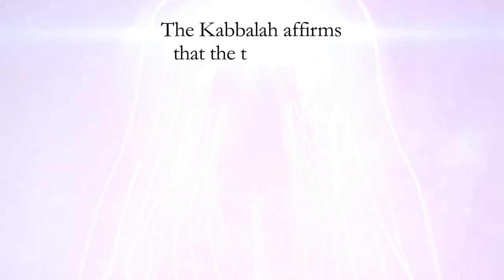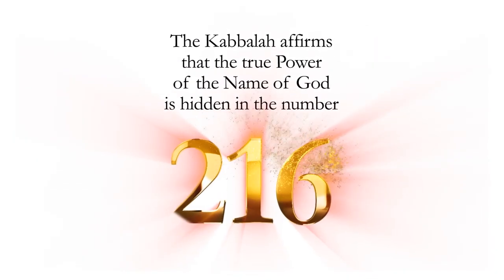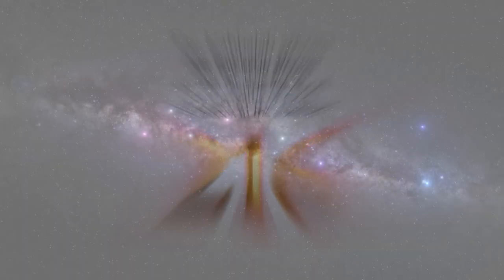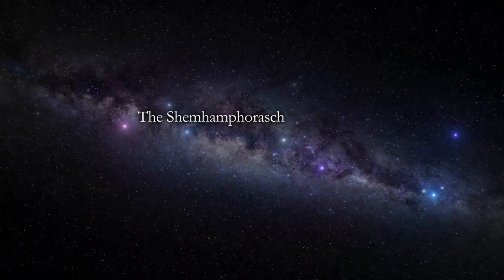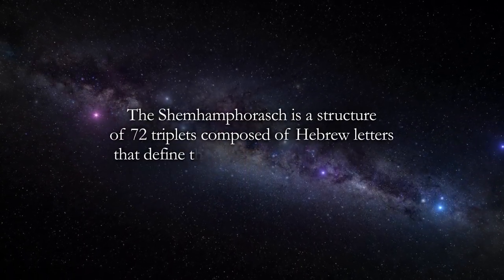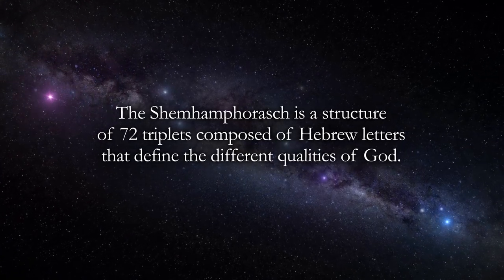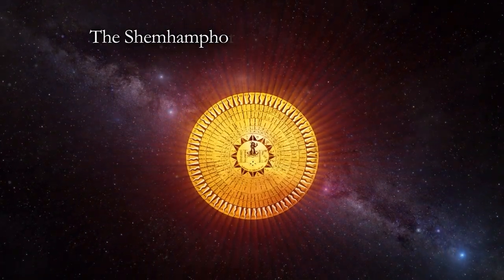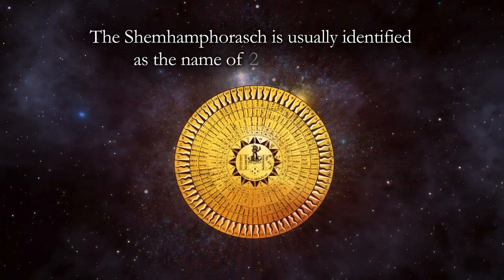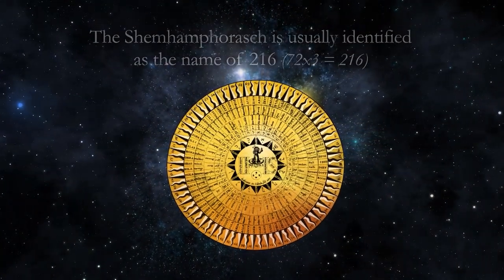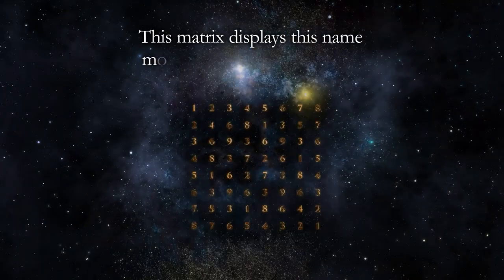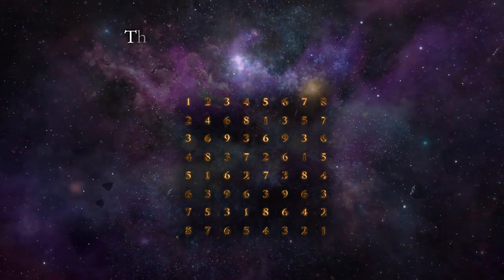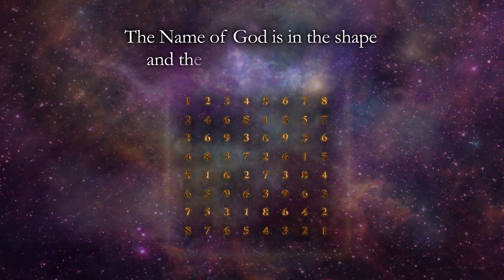The Kabbalah affirms that the true power of the name of God is hidden in the number 216. The Shem HaMefurash is a structure of 72 triplets composed of Hebrew letters that define the different qualities of God. It is usually identified as the name of 216. This matrix displays this name more elegantly and forcefully.